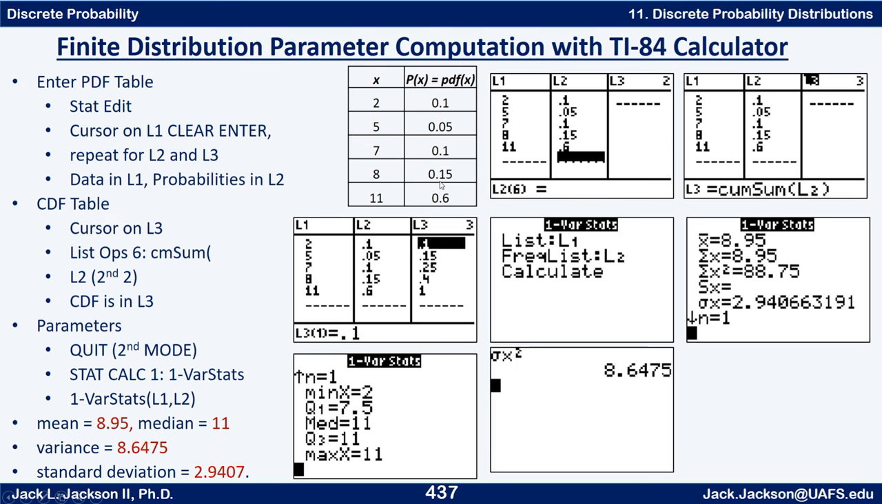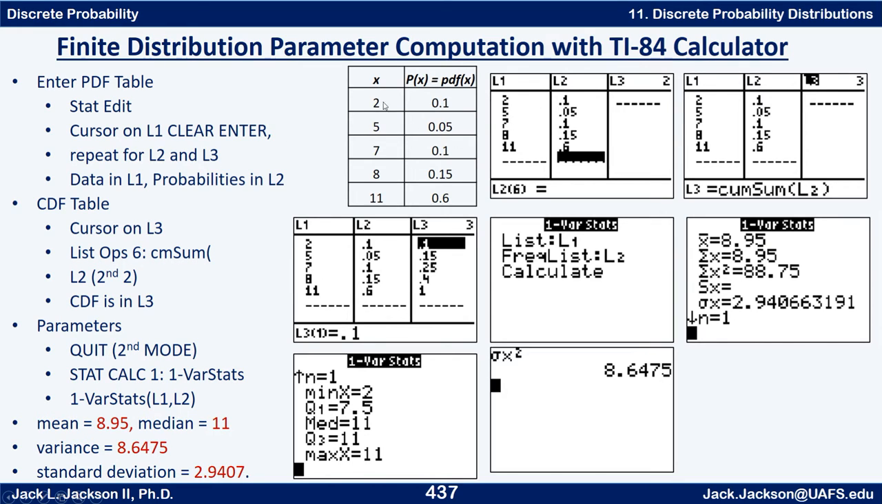Well, the good news is our calculator can do a lot of this stuff for us. Here's how you can do it on your calculator. Here's a TI-84 version. We're going to enter in our PDF table. So you're going to hit Stat and Edit. Here's our PDF table that we essentially started with. Put your cursor on the L1, hit Clear and Enter. Then put your cursor on L2, hit Clear and Enter. So make sure you have blank lists for L1 and L2.